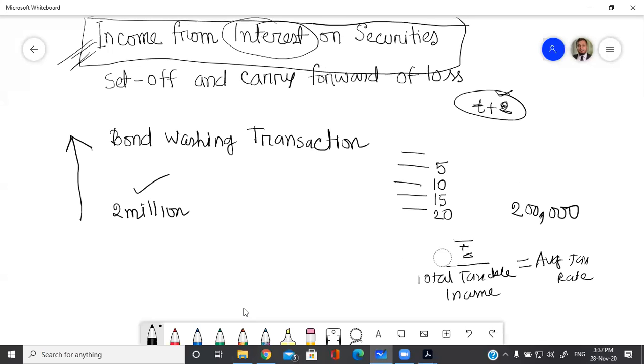Now tell me, for the person who has income of 2 million, the average tax rate will obviously be a high number. So if that person has not yet included his interest income from bonds, his average tax on the interest income will also be a higher amount. So people are likely to avoid the interest income taxation. How?